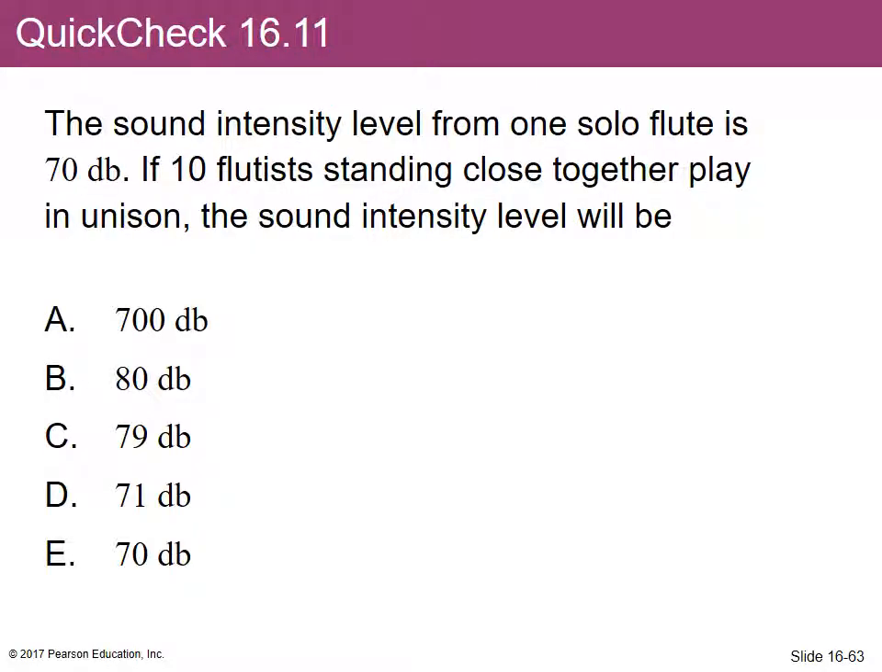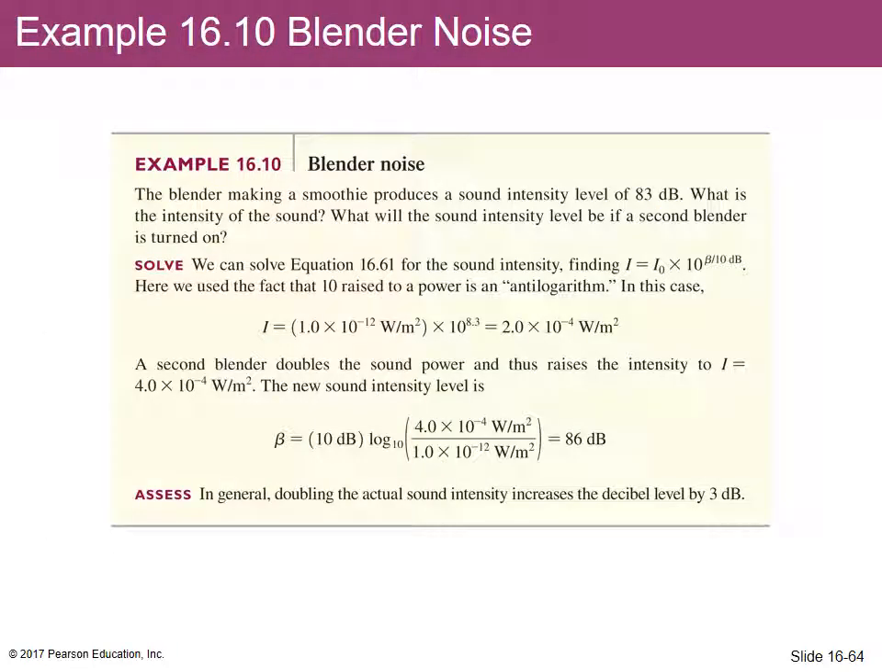Another problem for consideration. This problem just inverts the definition of the decibel formula, solving for I. Find the intensity for one blender in watts per square meter. Double the intensity and then use the decibel formula again. Whenever an intensity level is doubled, the sound level adds 3 dB.